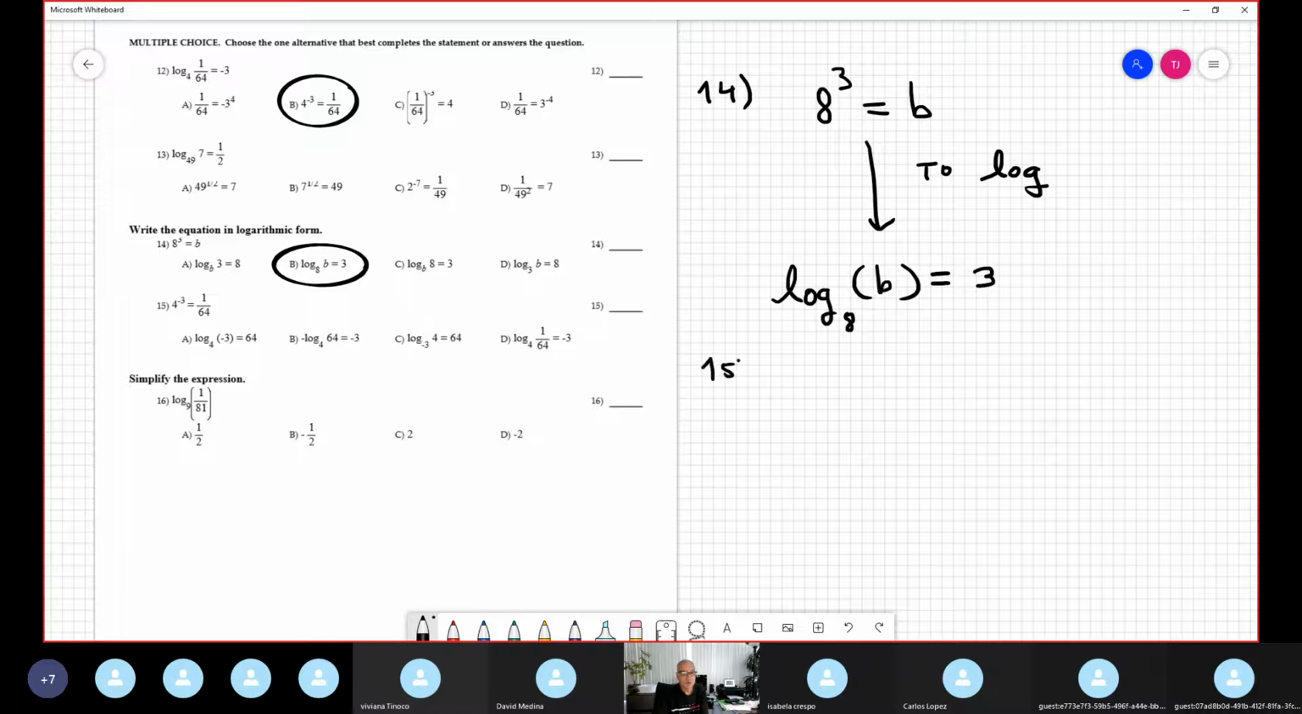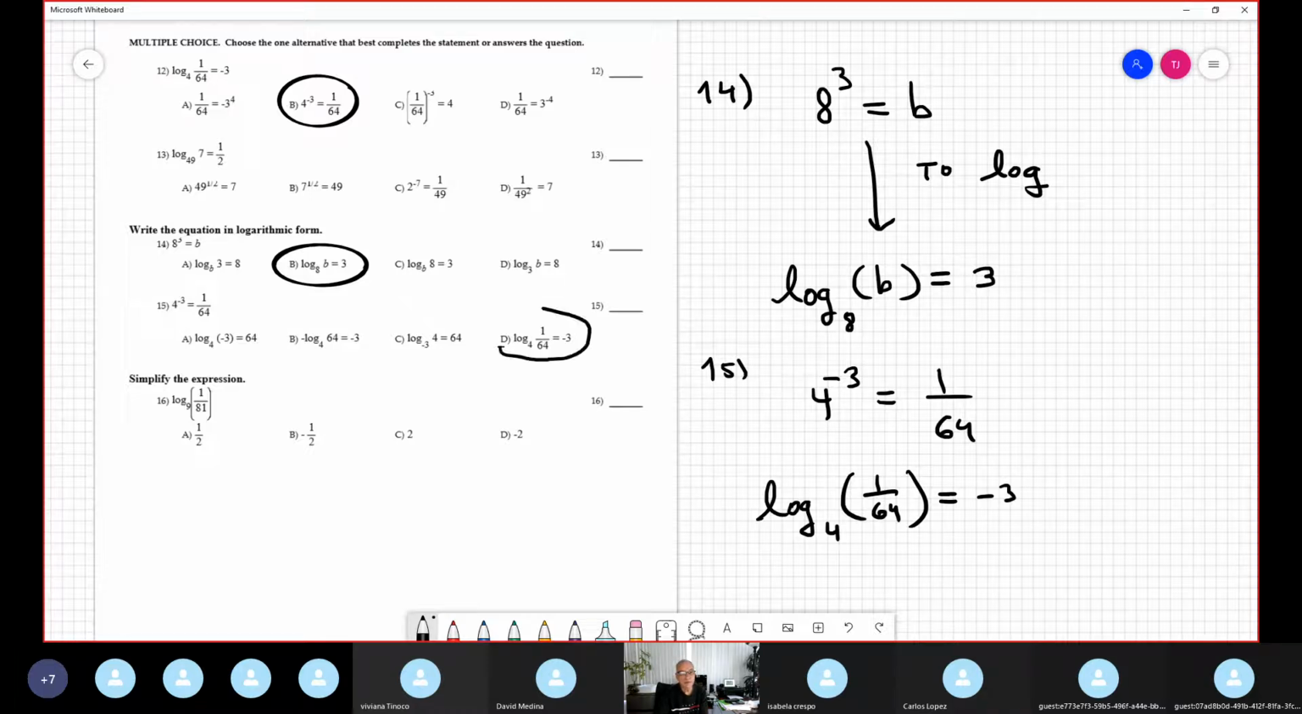And 15 is similar. It's 4 to the -3 equal to 1/64. When you switch into logarithm, it's a log. The base is 4, and the result always gives me the exponent, which is -3. Okay, let me see. D. Good. Easy. Okay, let's compute it now. 16.